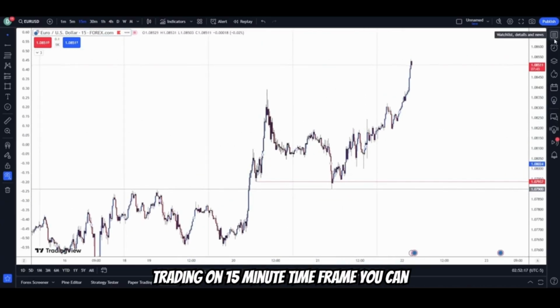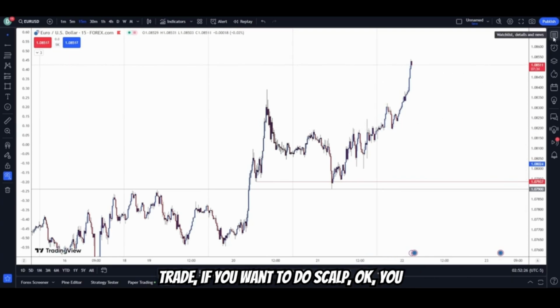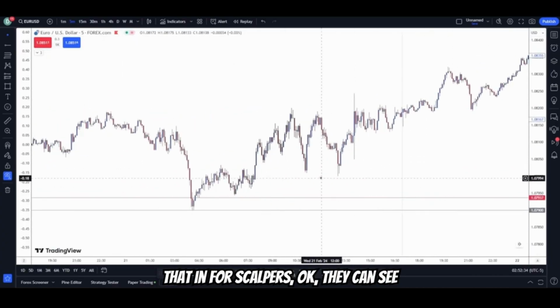And if you're trading on the 15-minute time frame, you have to hold trades overnight also sometimes. But if you want to scalp, okay, you can do scalping also with this strategy. And if you look carefully, we can see that it's for scalpers, okay.